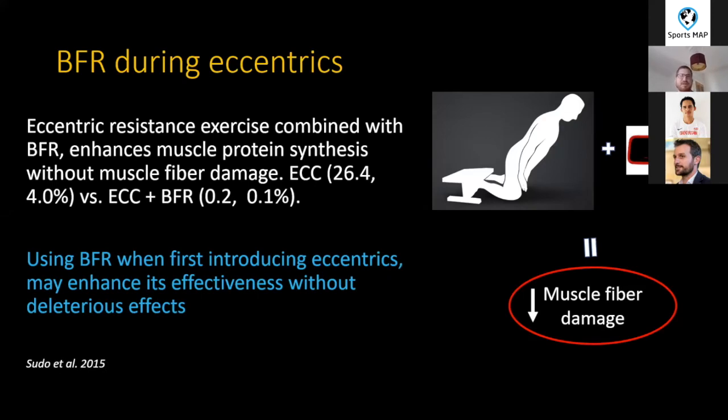A couple of other little pointers for blood flow restriction. This study was by Pseudo, another animal model, where they applied eccentric exercises either with or without blood flow restriction. They were able to show significantly greater enhancement of muscle protein synthesis rates, with significantly less muscle fiber damage than the eccentrics done on their own. So this may be advantageous when first introducing eccentrics early after muscle injuries, to hopefully get all the benefits without the negatives. And this is how I use it as well.